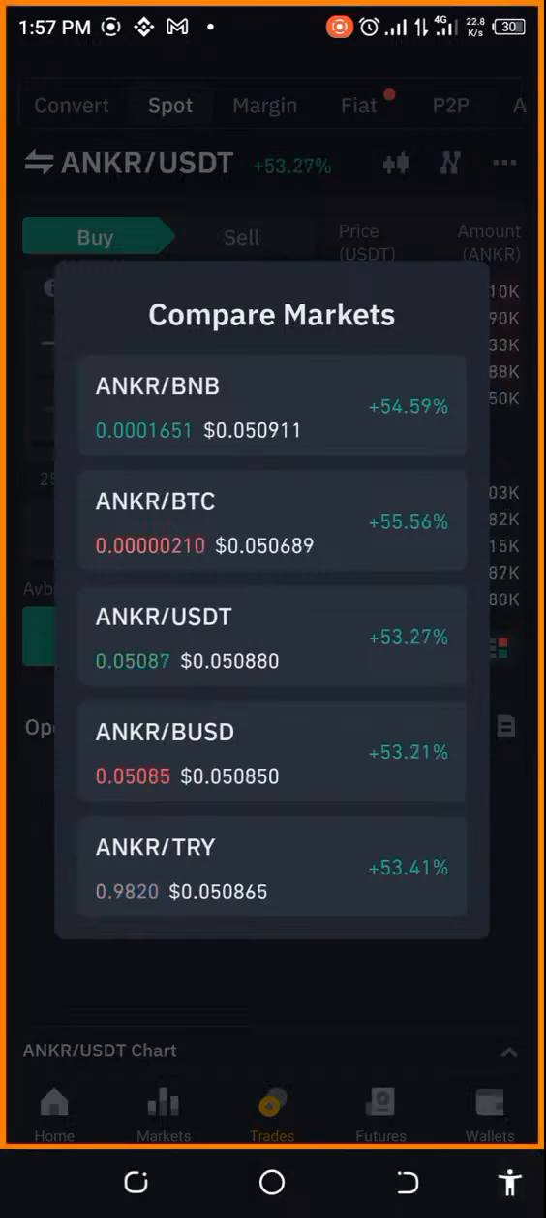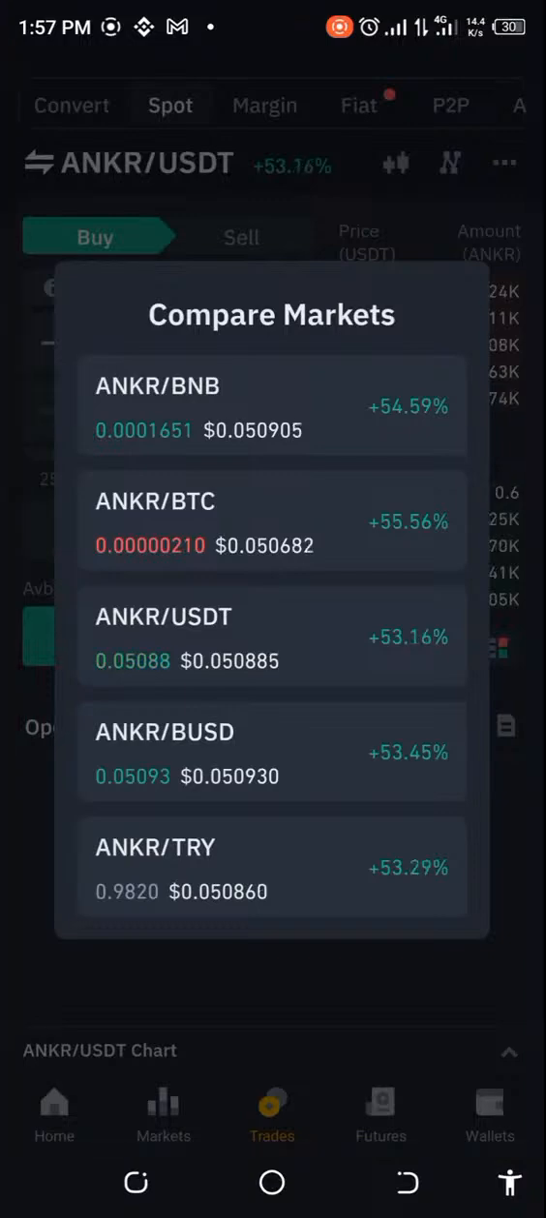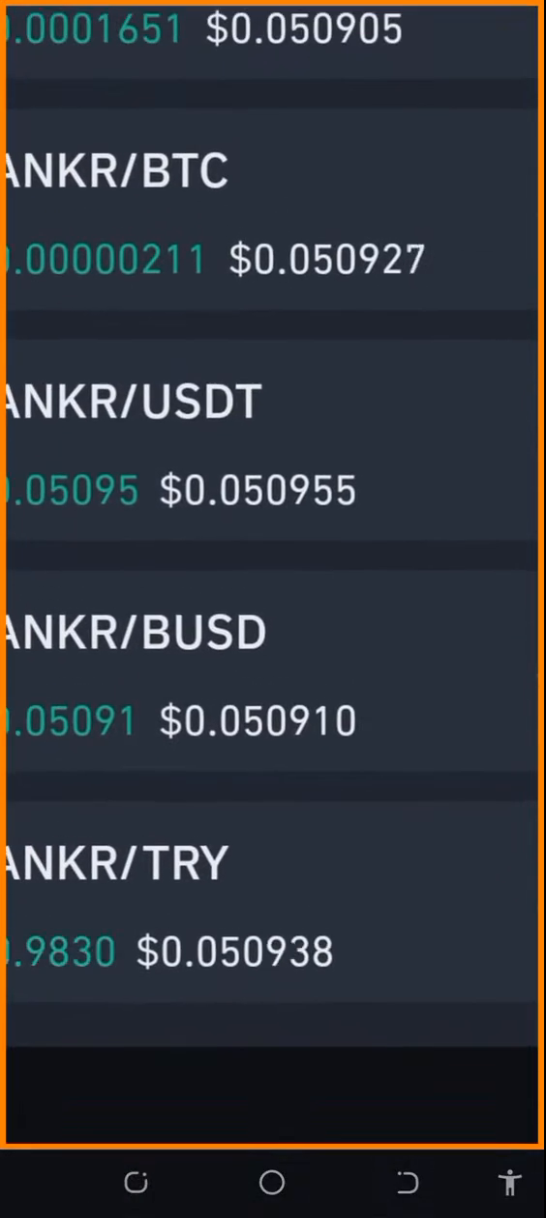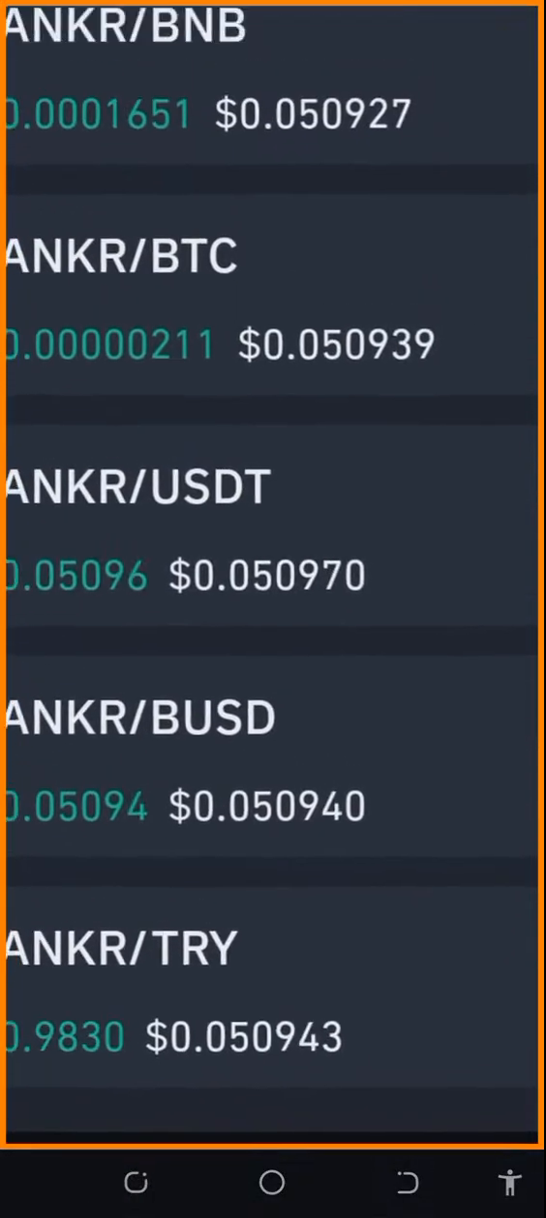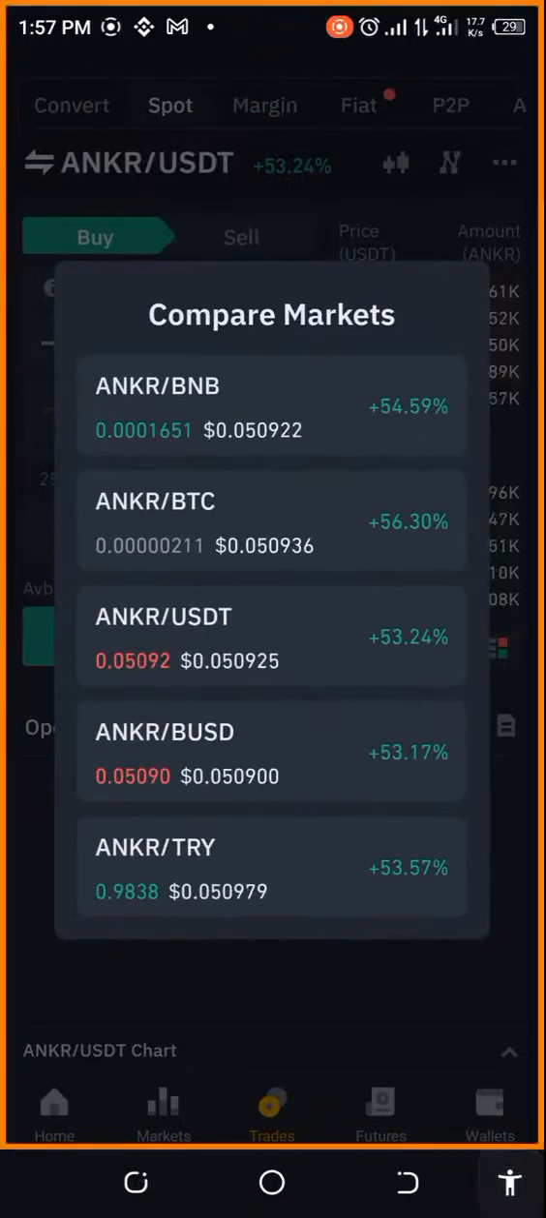Okay, today we're currently on ANKR USDT. We're actually on the compare markets for ANKR coin, and we're looking at the opportunities that are there. So we're looking at the prices. I can see the prices are rapidly changing, and for a few moments I've been seeing it change up and down. So I'm just waiting for it to get to a very considerable range.